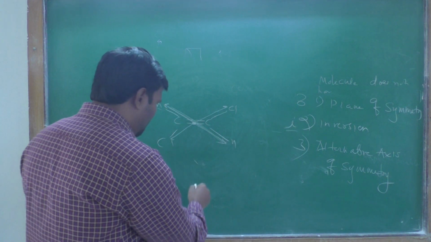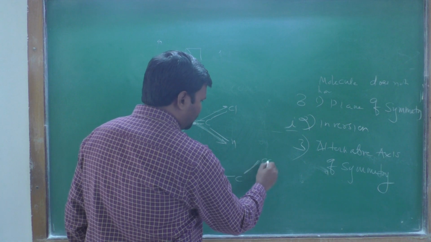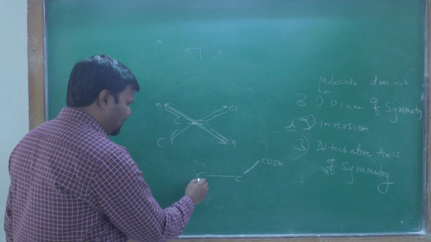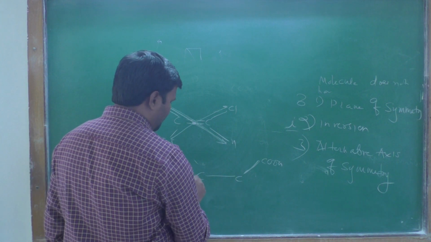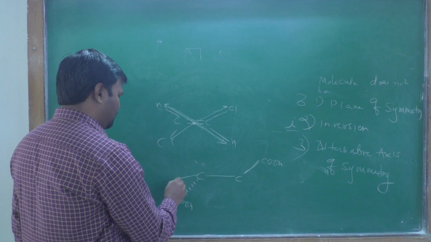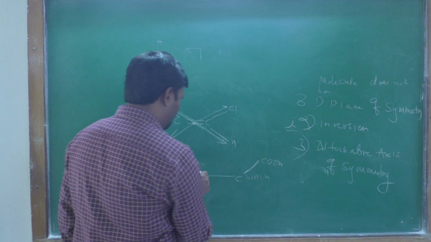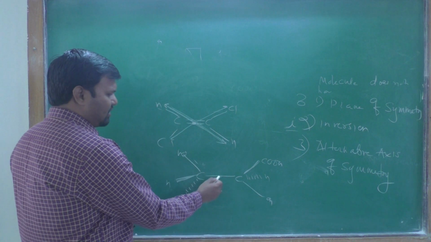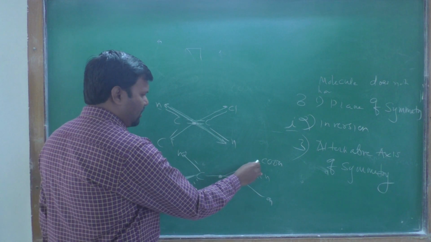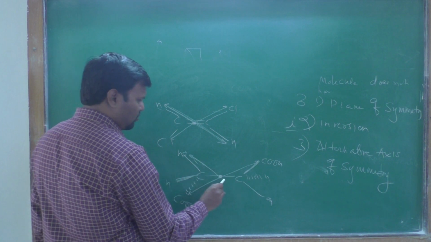If you have molecules like this, that is tartaric acid. At the center, when you move in the opposite direction to this, you will obtain COOH. In that direction, you will obtain OH.